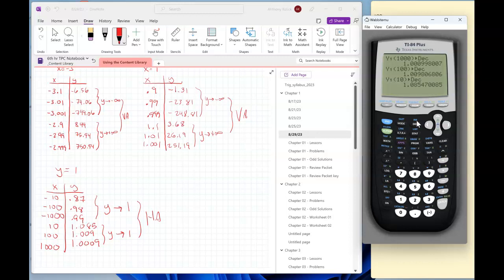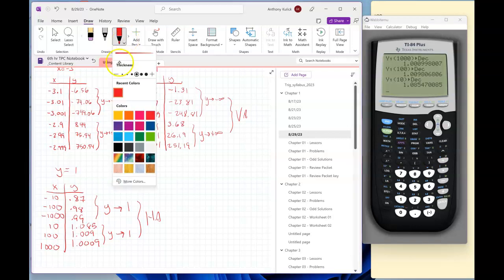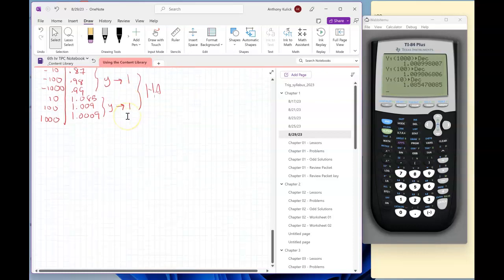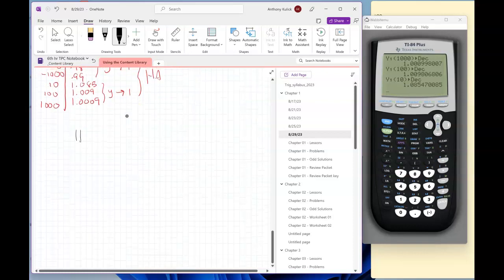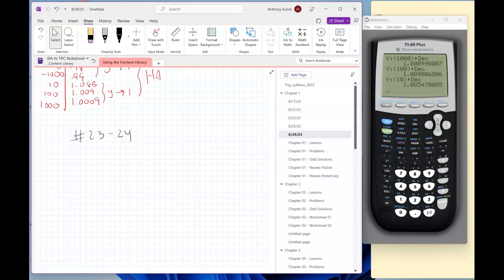Nick, you had a hand? You're good? Guess what? That's all we needed from 1.6 also. So just that one idea. You guys should now be able to do 23 and 24. We're going to stop here today because, quite frankly, that was kind of a lot of stuff we just did. And I have something else to show you.